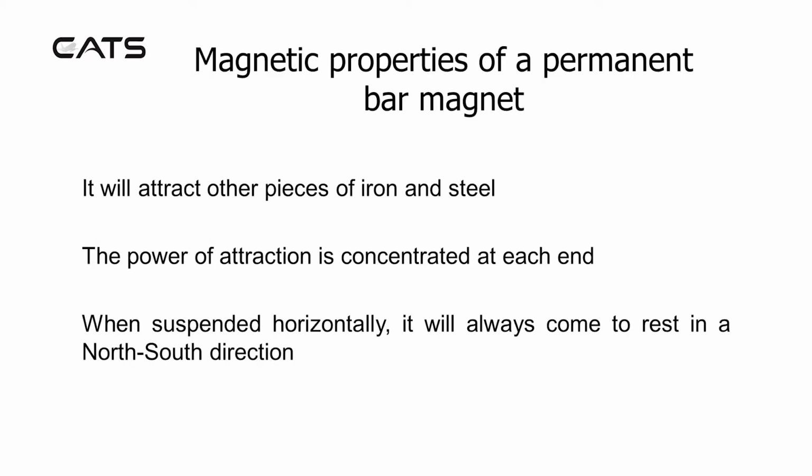The magnetic properties of a permanent bar magnet. It will attract other pieces of iron and steel. The power of attraction is concentrated at each end. When suspended horizontally, it will always come to rest in a north-south direction.